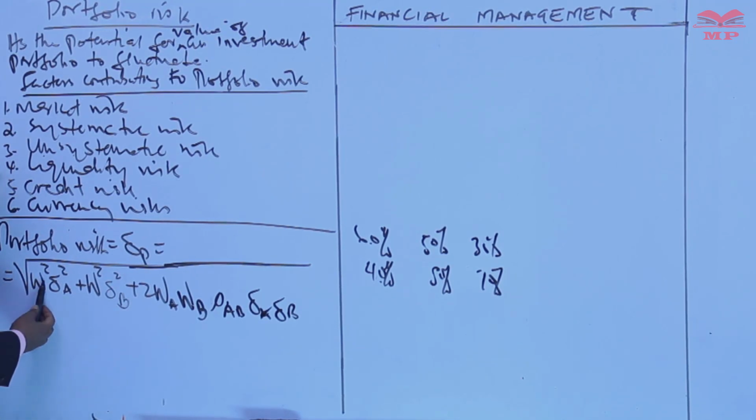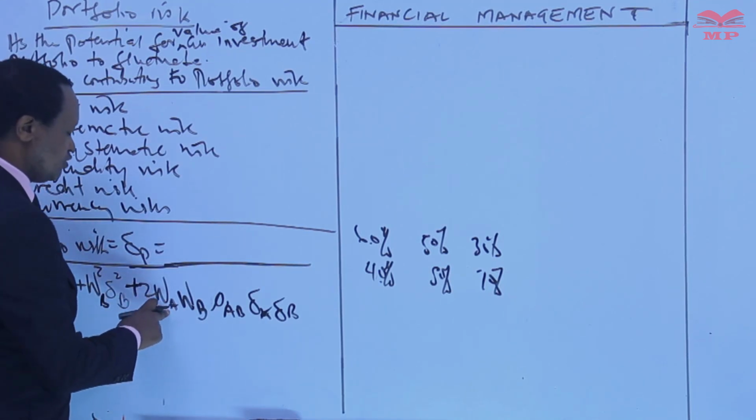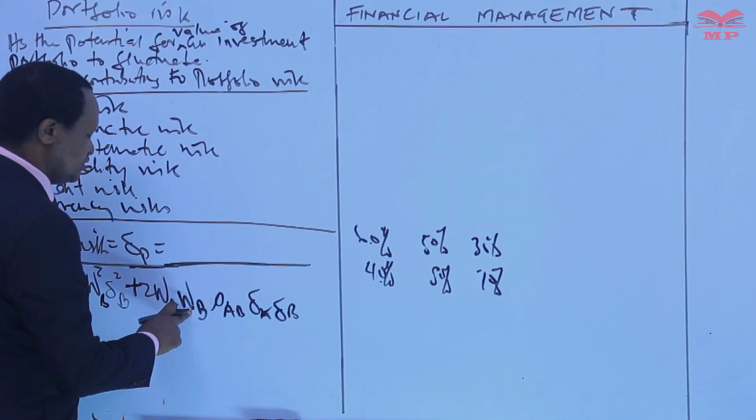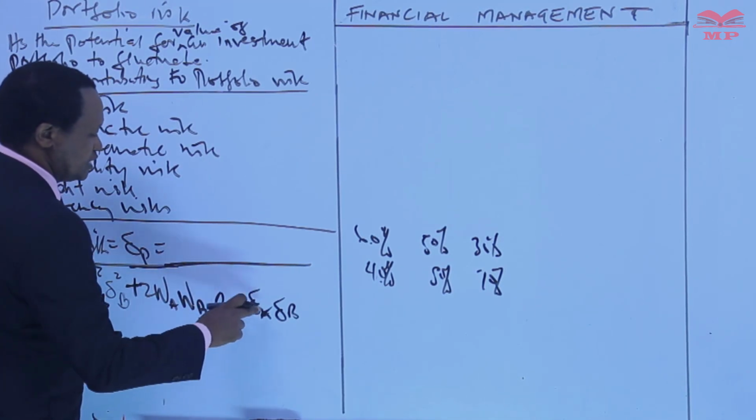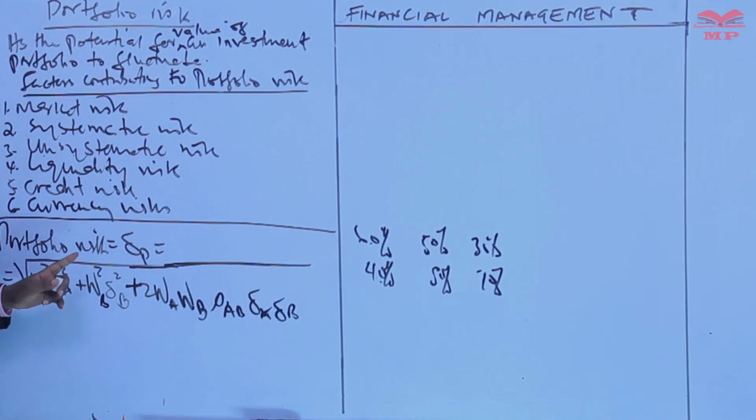So we square the weight, then we square the standard deviation of asset A. We square the weight of asset B, we square the standard deviation of asset B. Then we add 2 times weight of asset A times weight of asset B times the correlation coefficient of A and B times standard deviation of asset A times standard deviation of B. We get the square root. That will give us the portfolio risk.